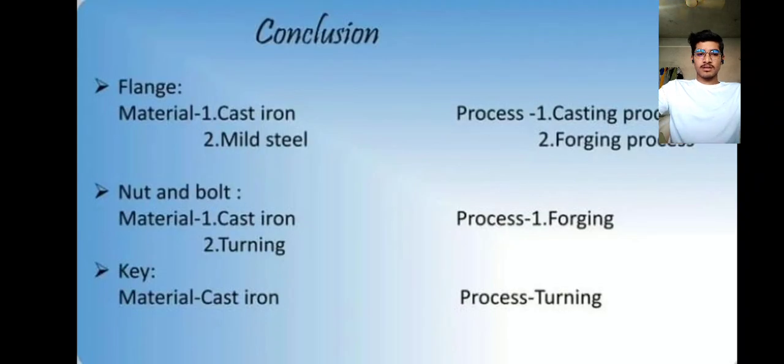Conclusion. Flange material. The material used for flange is cast iron and mild steel. And the processes for flange are casting process and forging process. Nut and bolt. The material used is cast iron and the process used is forging. Key. Material is cast iron and the process used is turning.